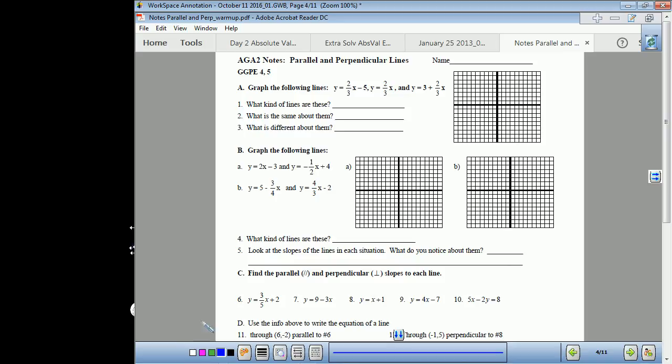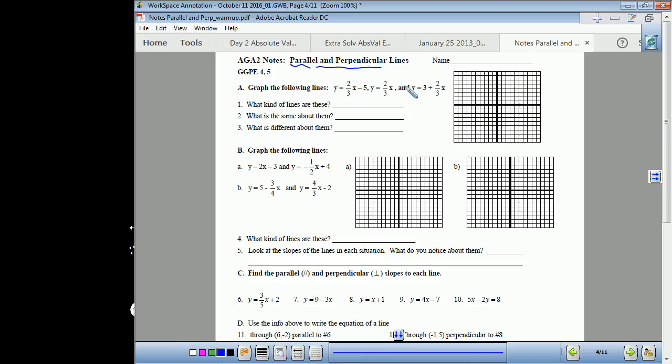Alright, so this is right below your warm-up. It's today's notes. Today we're revisiting parallel and perpendicular. I know you've studied parallel. Perpendicular may have been new, but it was under summer work, so it was something that I required you to look over this summer and be familiar with. So let's graph these, and then we're going to readdress some of the things you've already learned about parallel and perpendicular lines.